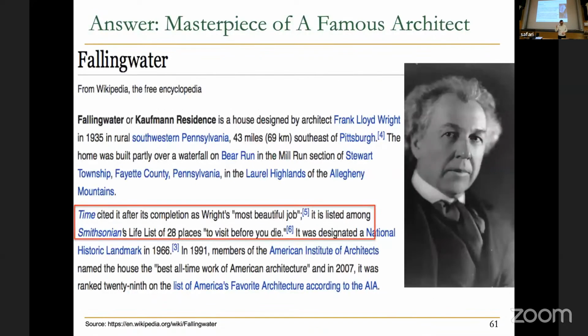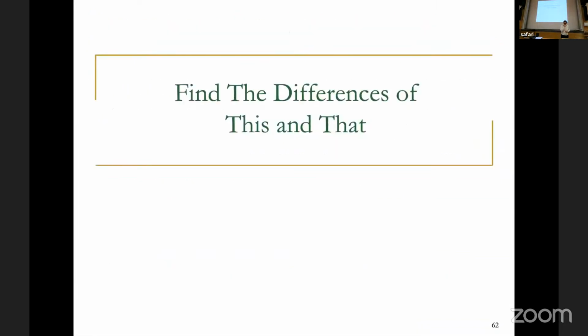And as you can see, in Smithsonian's probably biased life list, it's one of the 28 places to visit before you die. I should say probably biased because 28 is a small number. Okay, let's find the difference between this and that, but it's still great. This is not a criticism of the work. This is a criticism of that selection process, if you will. And any selection process like that is probably biased.